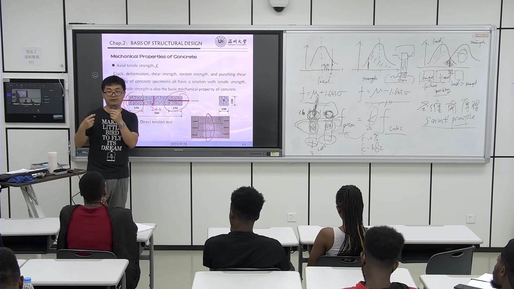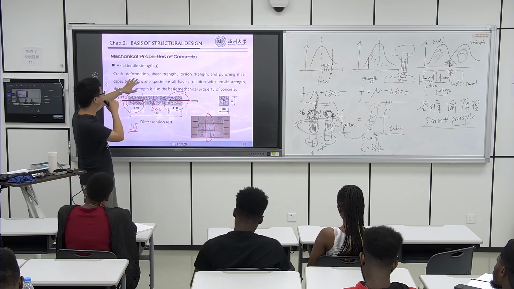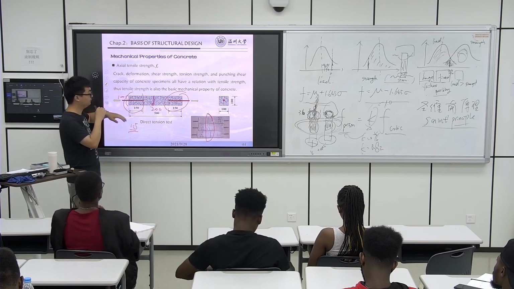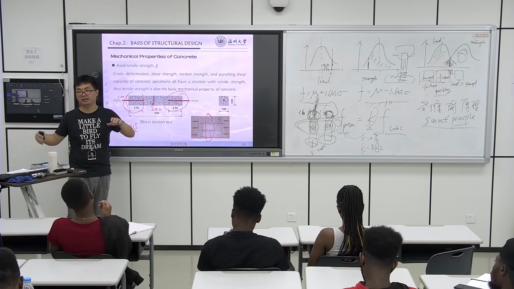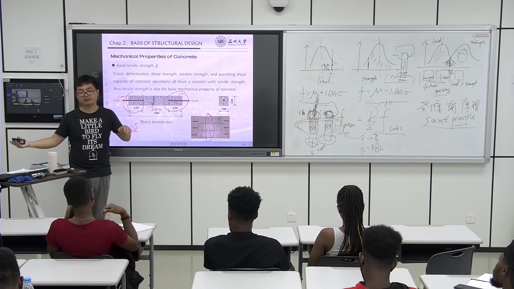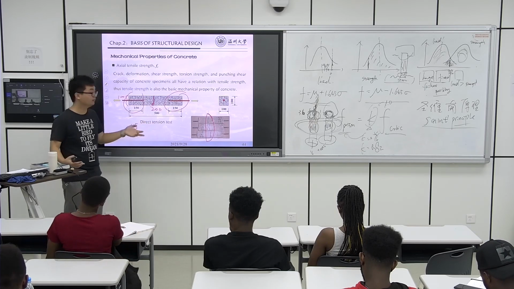And then if the specimen broke, we know the value. We use this value as the concrete tensile strength, right? We do the test and get the value from the machine, and then use this value as the concrete tensile stress, right?